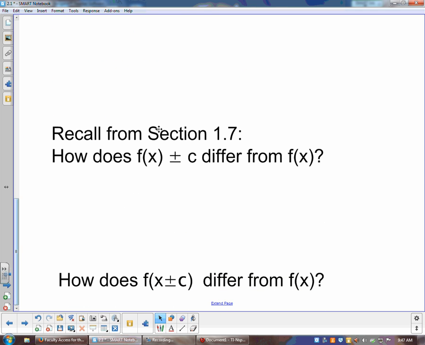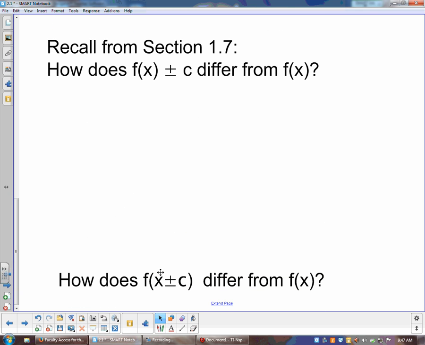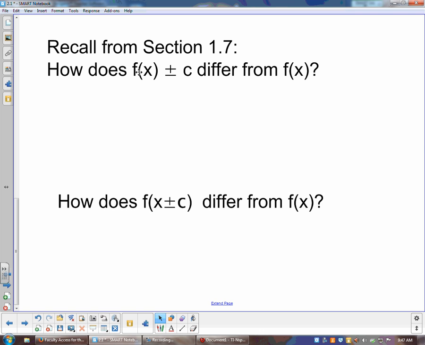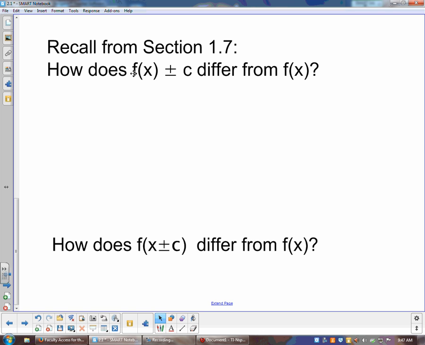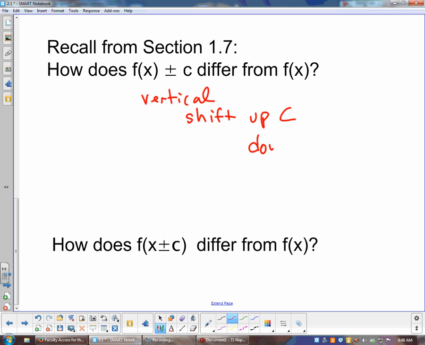Let's see. Recall from section 1.7, how does f of x plus or minus c differ from f of x? Billy? The plus or minus c is the vertical shift. Okay, so if we're adding a number after the function itself, this is a vertical shift up c or down c, depending on whether it was a plus c or a minus c. Agreed? But it's a vertical shift.